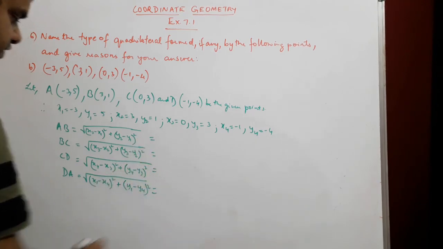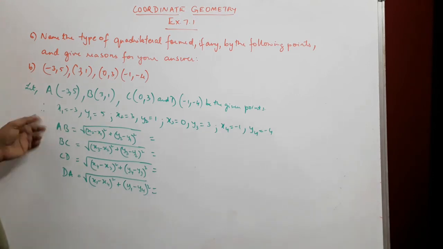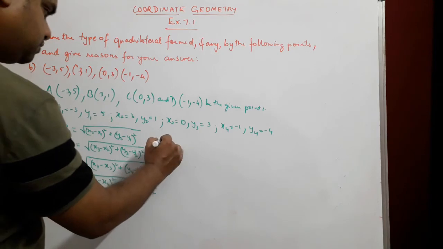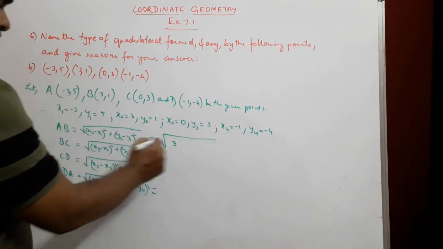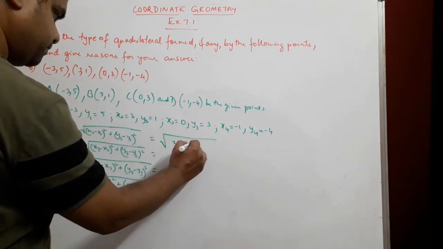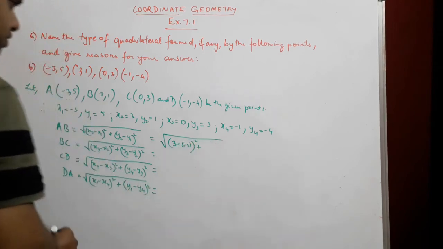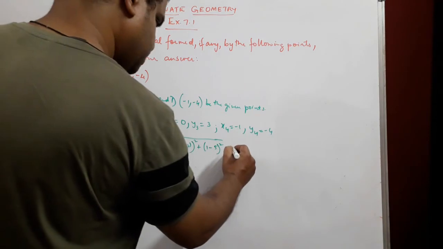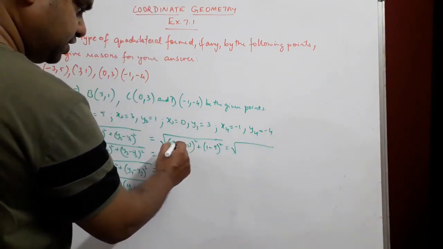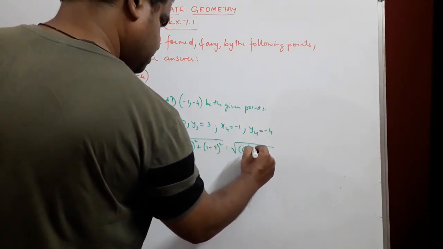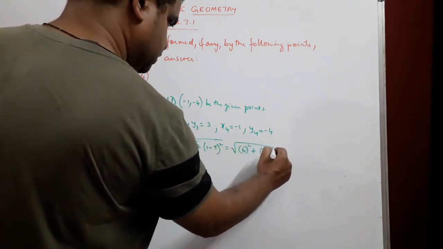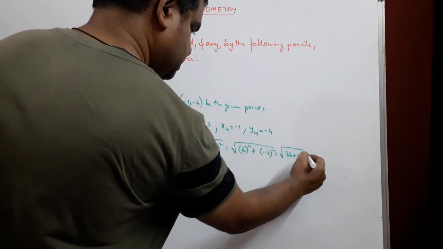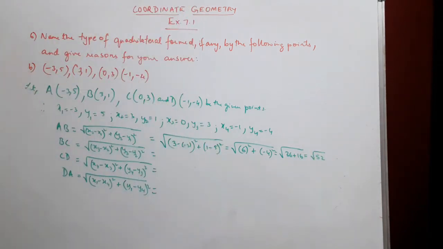And now we'll substitute the values of x and y for each of these to see what values we get for AB, BC, CD and DA. First we'll begin with AB. x2 which is 3 minus x1 which is -3, whole thing in bracket raised to square, plus y2 which is 1 minus y1 which is 5. So (1 minus 5) whole square. Minus and minus gives us positive 3, so 3 plus 3 gives us 6. 6 whole square plus (1 minus 5) gives us -4 whole square. That will be 6 square is 36 and -4 whole square gives us positive 16. That comes to square root of 52. Leave it at that.